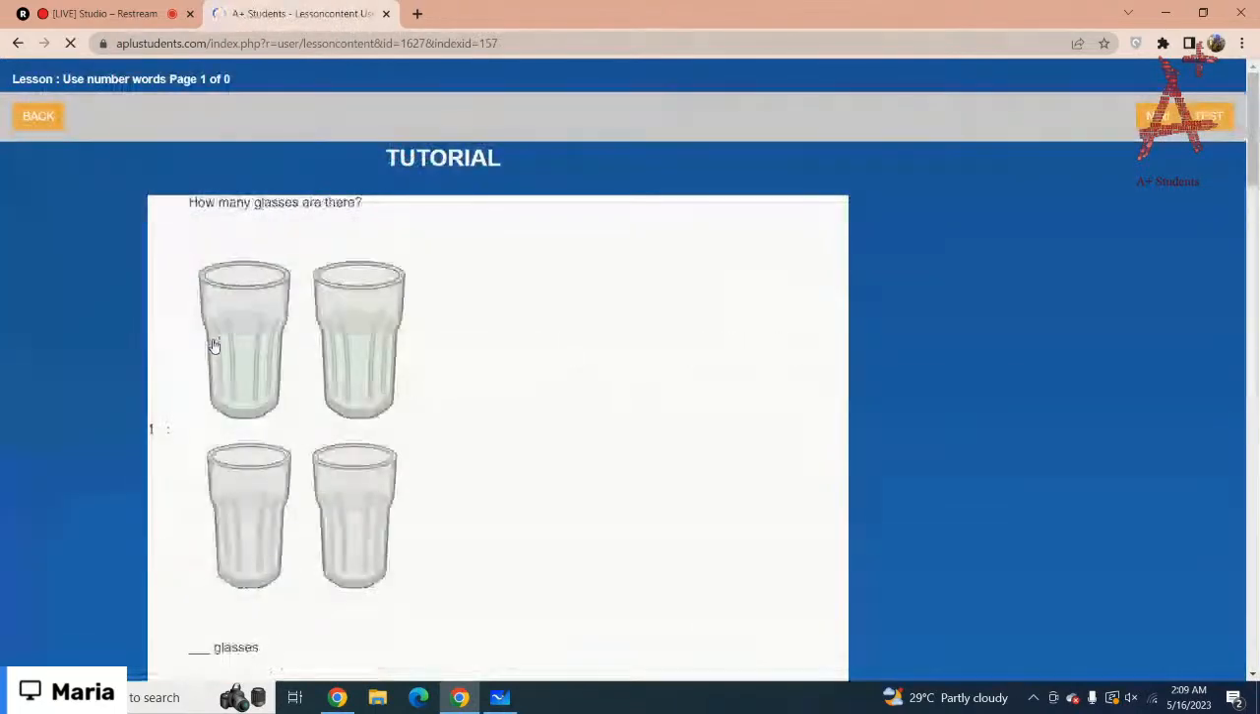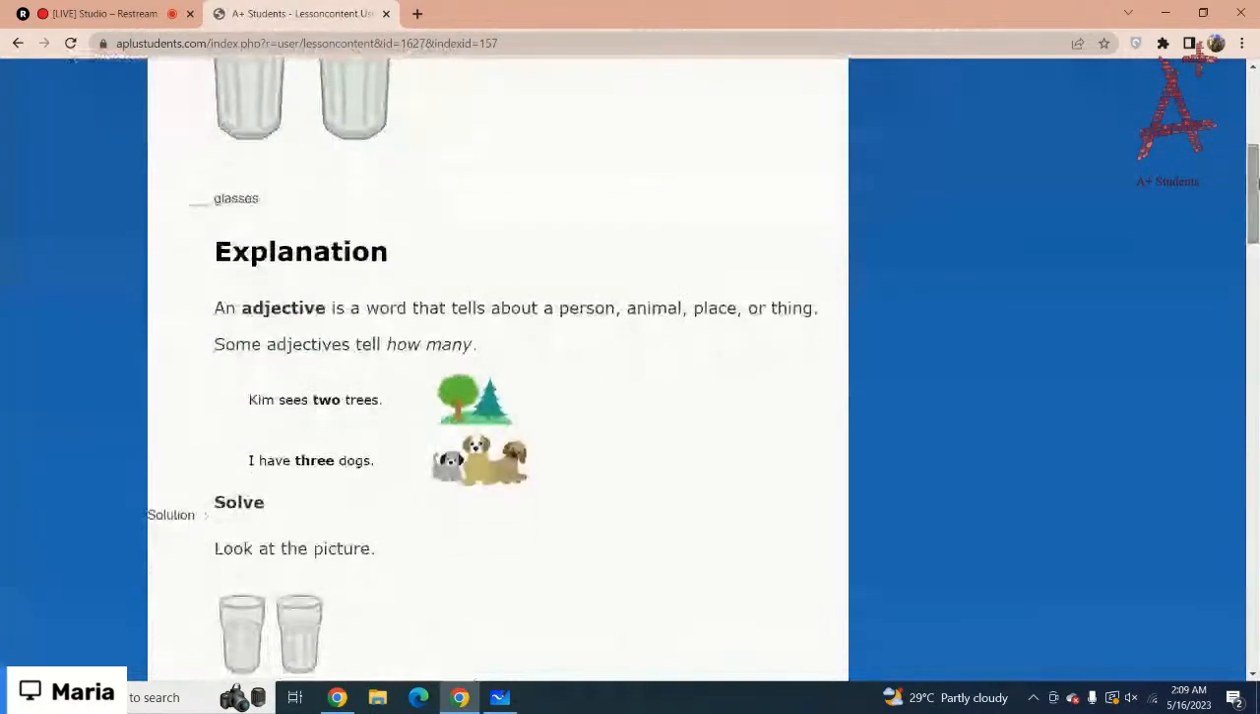So we know that the adjectives tell you about the person, place, animal, or thing. So there are some adjectives that tell you how many. Got it? The one we just completed tells you what kind. Now we're going to learn how many. Like Kim sees two trees. So two is also an adjective. Then I have three dogs. So three is also an adjective. Got it? So some adjectives tell you what kind and some tell you how many.